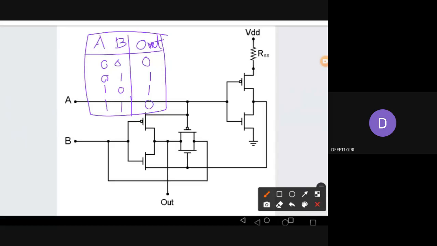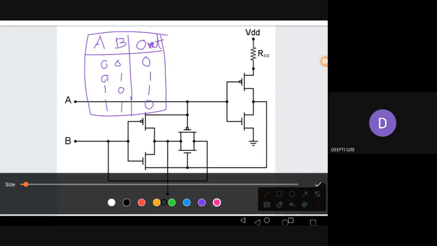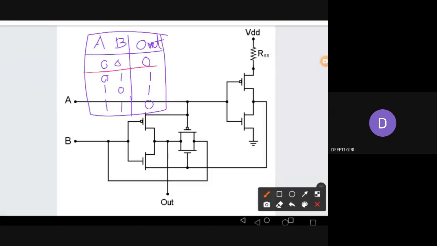Yes, no answer. This is a simple XOR gate. Why? When the inputs are the same, my output is 0. When inputs are different, my output is 1. So how did I analyze the circuit? I analyzed transistor-wise, individually analyzing the transistors and seeing what is 1, what is 0. This way I analyzed the circuit and got this XOR gate.